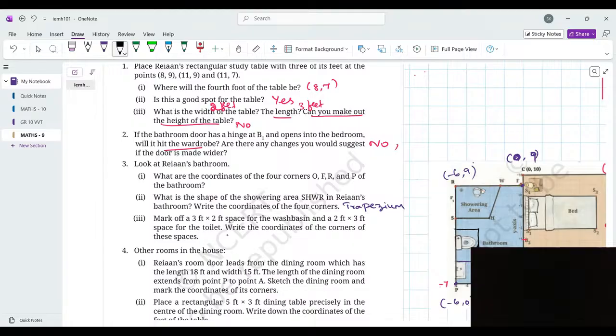Write the coordinates of the corners of these spaces. So the corners are P, Q, R, S, T, U. So the coordinate of Q is going to be minus 5, 0. R is minus 5, 2. S is minus 6, 2. This coordinate is minus 4, 2. This is going to be 5, 2. This is minus 6, 5.